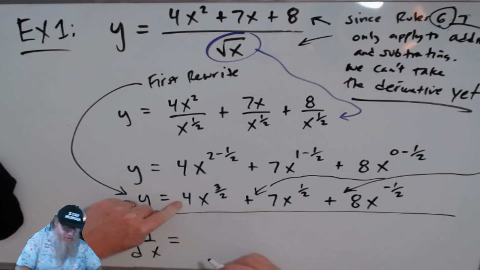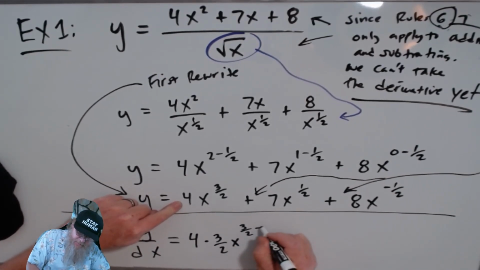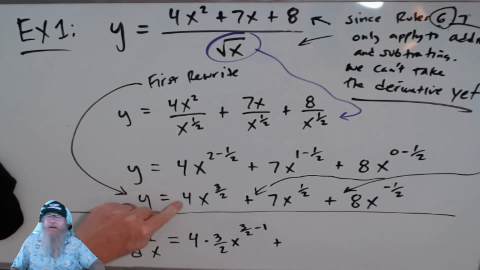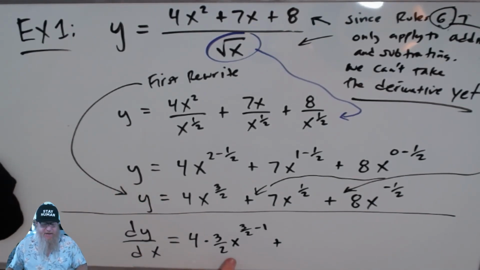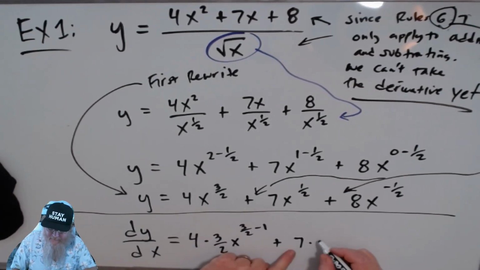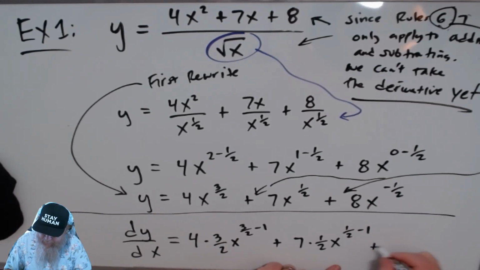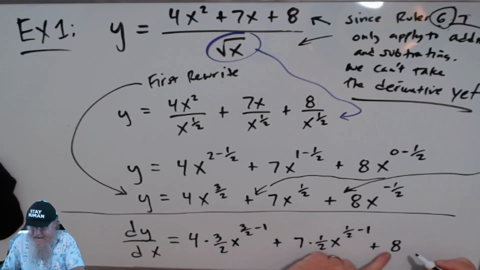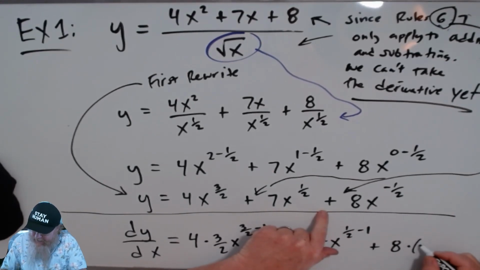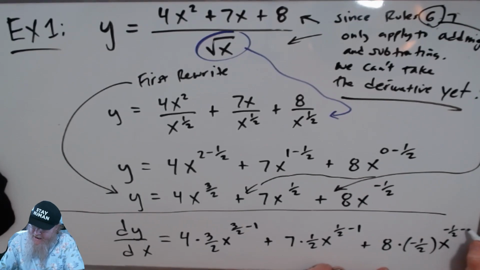So the derivative of the first one is going to be 4 times 3 halves x to the 3 halves minus 1. Yeah, the 4 is the constant, comes out in front. Then I apply the power rule, also known as rule number 3. So this is a combination of rule number 2 and 3. The 7 comes out in front. 1 half x to the 1 half minus 1. Now this one, 8 comes out in front times negative 1 half. Be careful with the power. X to the negative 1 half minus 1.